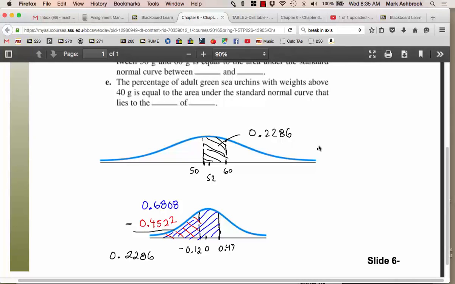And if it's the area between 50 and 60, our final conclusion is 22.9% of the sea urchins have a mass between 50 and 60. Right. 22.86% of sea urchins weigh between 50 and 60, because that's the same as this area, which we got from this area between the z-scores.